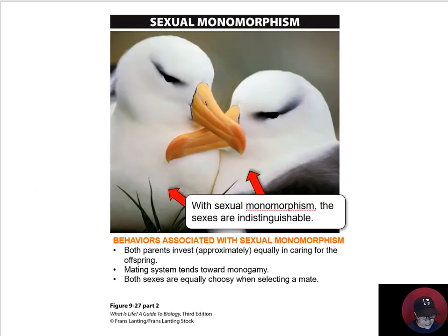However, in birds, they have sexual monomorphism, which means when you look at these two birds, you are hard-pressed to tell who is male and who is female. Generally, you have to do laparoscopy in order to determine which is which. So there are no visual clues as to which is male and which is female here, and that's called sexual monomorphism. And there are behaviors that are associated with sexual monomorphism. Both parents invest approximately equal time in caring for the offspring. The mating system tends towards monogamy, and both sexes are equally choosy when selecting a mate.